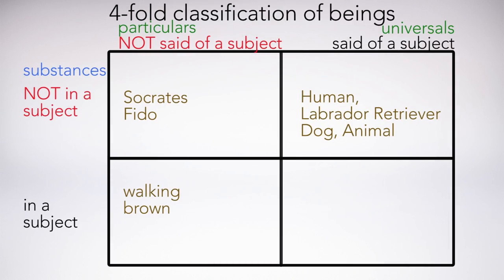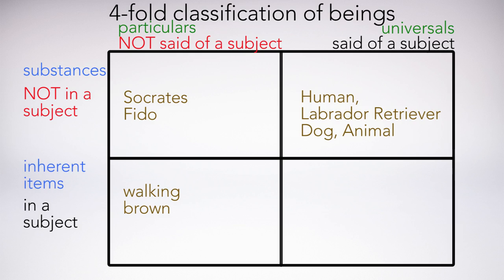Things like colors, shapes, locations, activities, and so on go below the line, since they exist only by inhering in subjects like Socrates or Fido. But Socrates and Fido don't inhere in anything more fundamental, so they go above the line. In Chapter 4, Aristotle introduces the term substance to refer to the subjects of inherent items, those above the line. Socrates and Fido are substances.